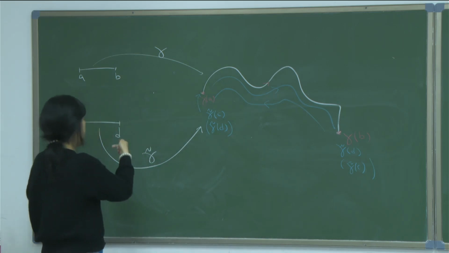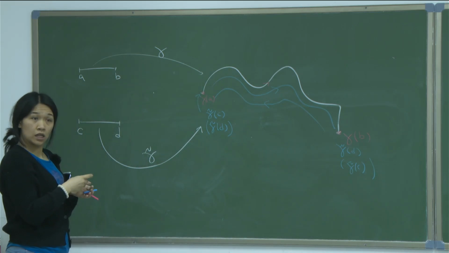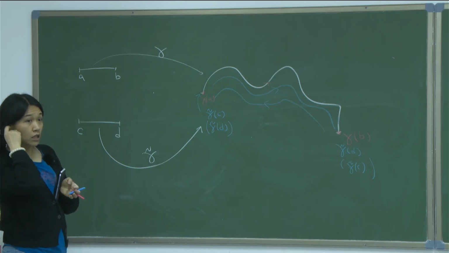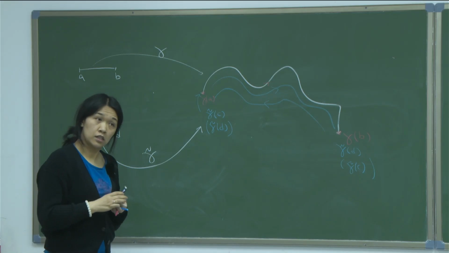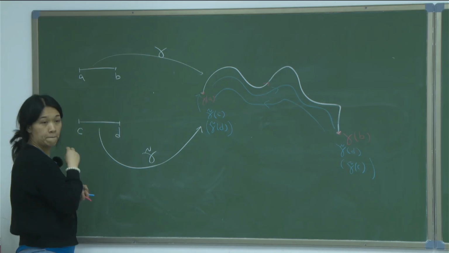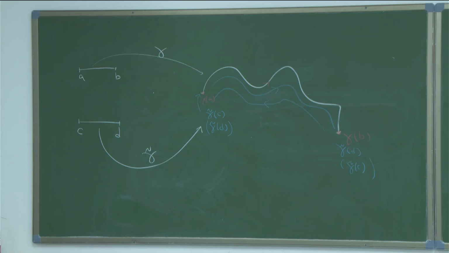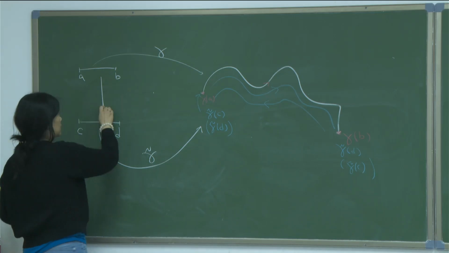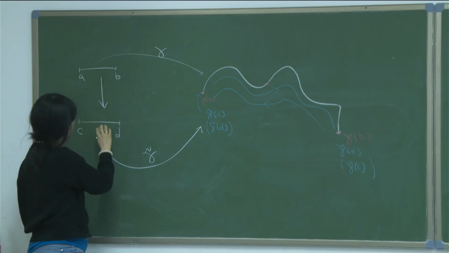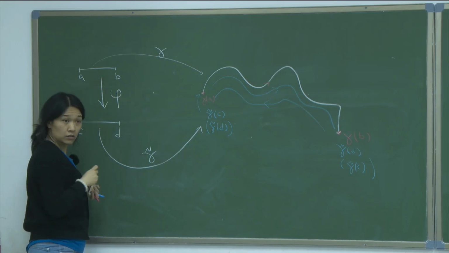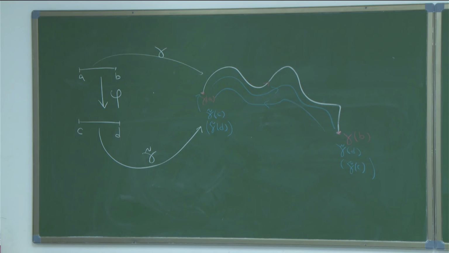So now, what is the difference between gamma tilde and gamma? The image is the same, but the definitions are the same and the maps are not the same. Exactly. Basically what we have is a map from this interval here to this one. We can call it phi. So what is the property of phi?